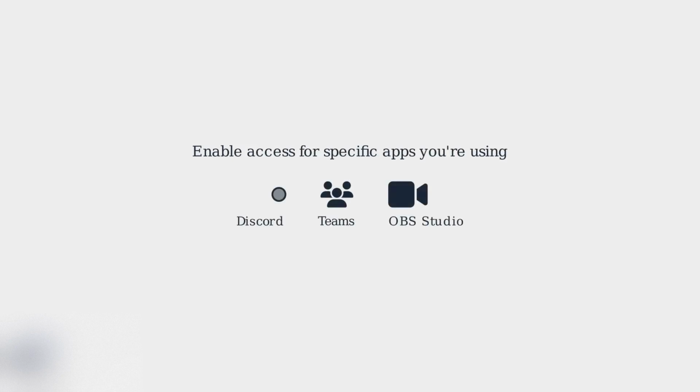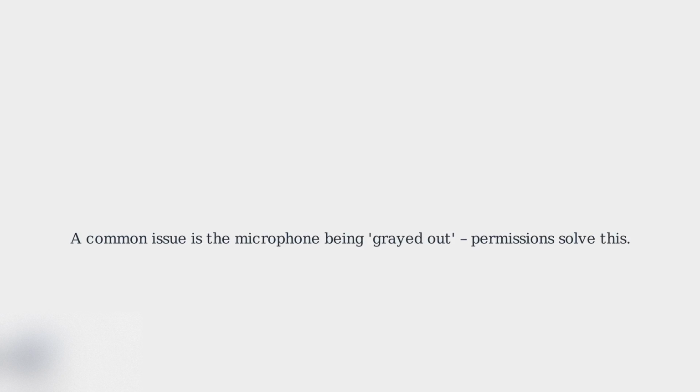Ensure the microphone access setting is toggled on. This allows apps to access the microphone in general. Then scroll down and enable access for the specific apps you're using, such as Discord, Teams, or OBS Studio. A common issue is the microphone appearing grayed out in apps. Correcting these permissions often resolves that problem.